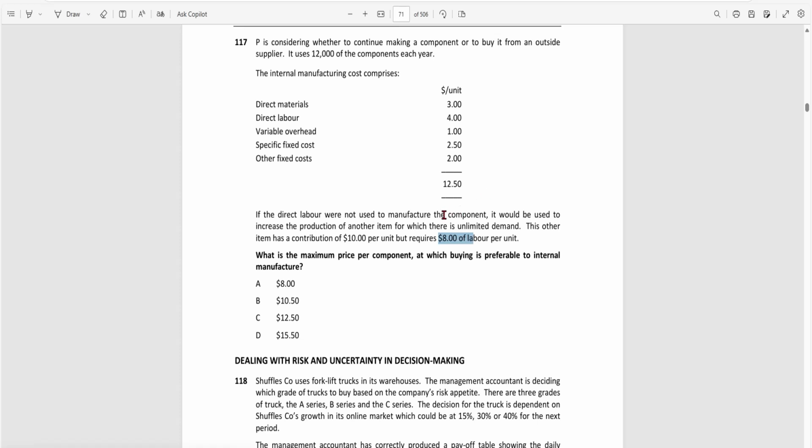Okay, so if we manufacture this component internally, we will incur the labor cost of 4, right? And internal manufacturing means that we could not use our labor hours to make another item, which would bring us a $10 contribution. That means we will lose this contribution. So that's why we have added this contribution along with the labor, and adding all these costs except the other fixed cost gives the maximum amount that we can pay for the component rather than manufacturing internally. I hope this is clear now.